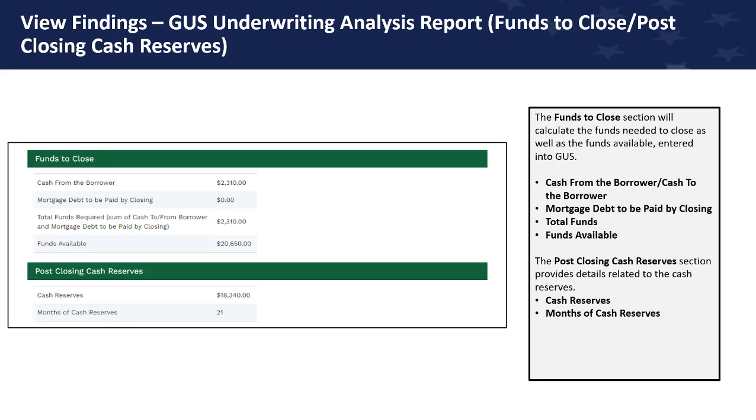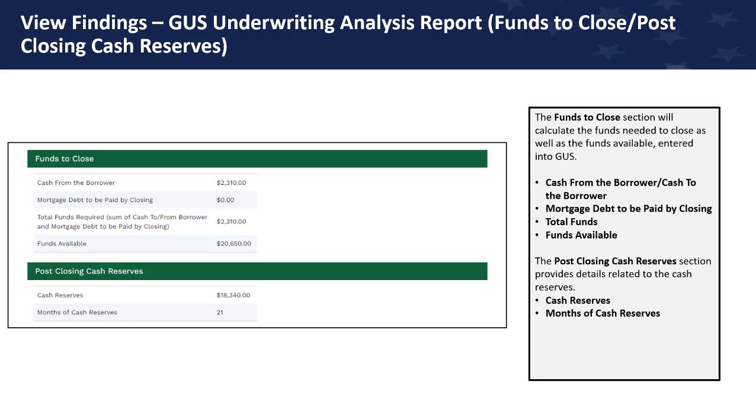Total funds required calculates the amount of funds needed at closing based upon the data entered on the loan application. Funds available is the sum of eligible assets entered into the loan application.